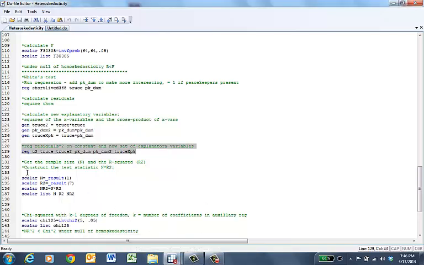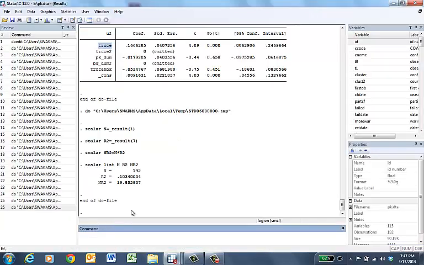So next, you get the sample size and the R squared. And we use this to construct our test statistic, which is n times the R squared. So again, our n is 192. This is our R squared, and this is our n times our R squared.